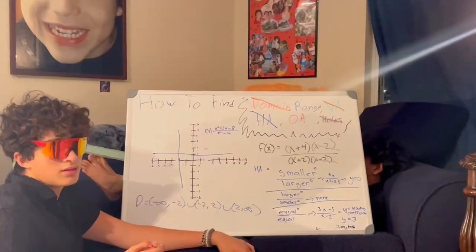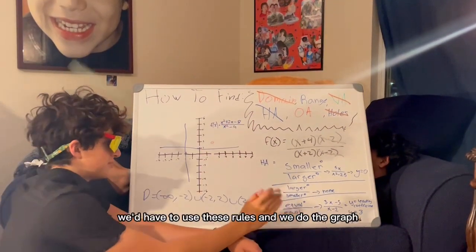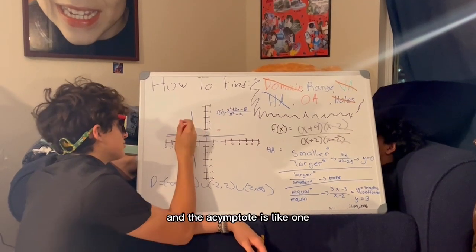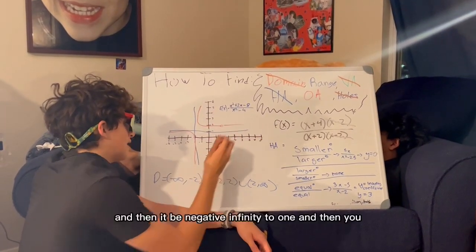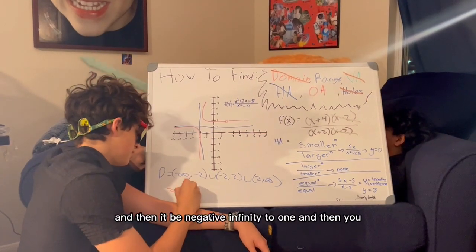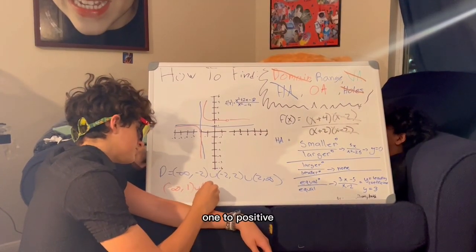Wouldn't that help us do the range? Alright, so to find the range, we'd have to use these rules, and we'd do the graph, and the asymptote is y equals 1, so it's like that. And then it'd be negative infinity to 1, and then U 1 to positive infinity.